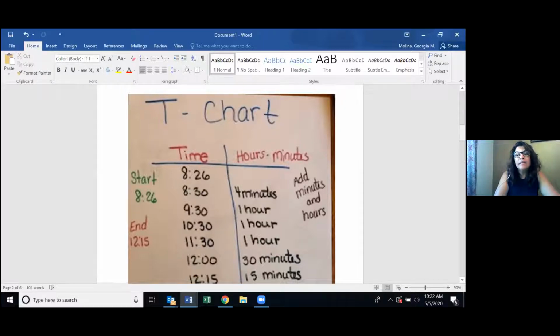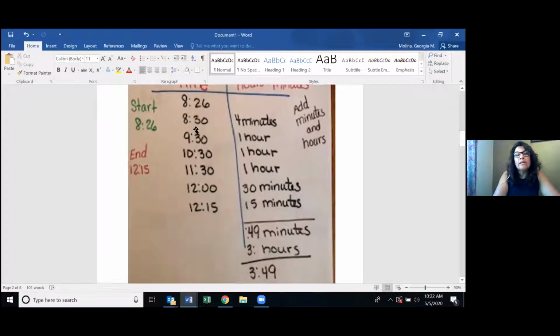And then we keep going, and then from 8:30 to 9:30 is 1 hour, 9:30 to 10:30 is another hour, 10:30 to 11:30 is another hour. And then you can't go from 11:30 to 12:30 because you stopped at 12:15, so you go to 12. And that would be 30 minutes. From 11:30 to 12 is 30 minutes, from 12 to 12:15. And you would add them.